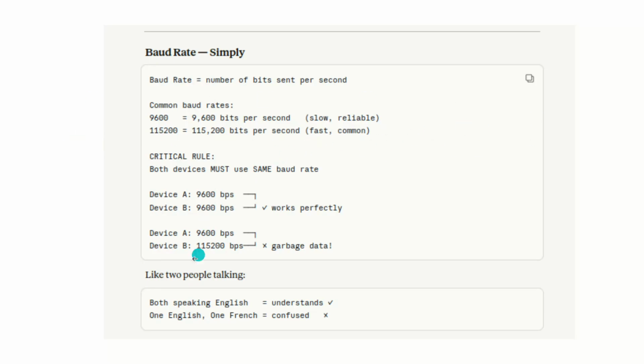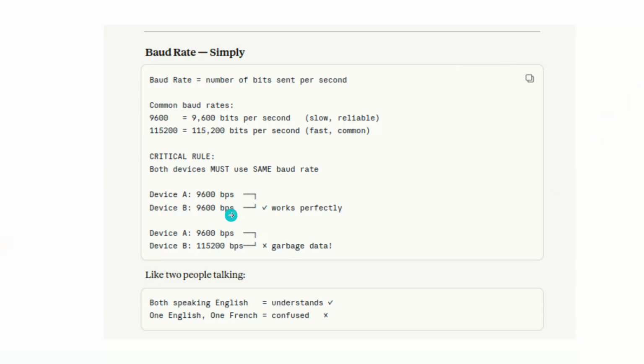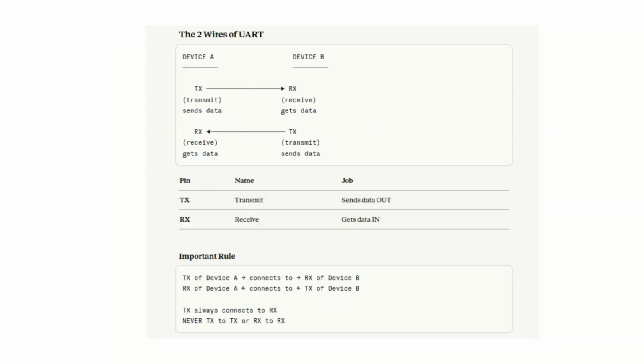Fine. So like two people talking, if both are speaking English we can understand. If one is speaking English and one is speaking French, we cannot understand, right? The same thing is happening here. Both devices should speak at the same speed. Bits per second, BPS, should be the same in both devices. That is the main rule of baud rate.